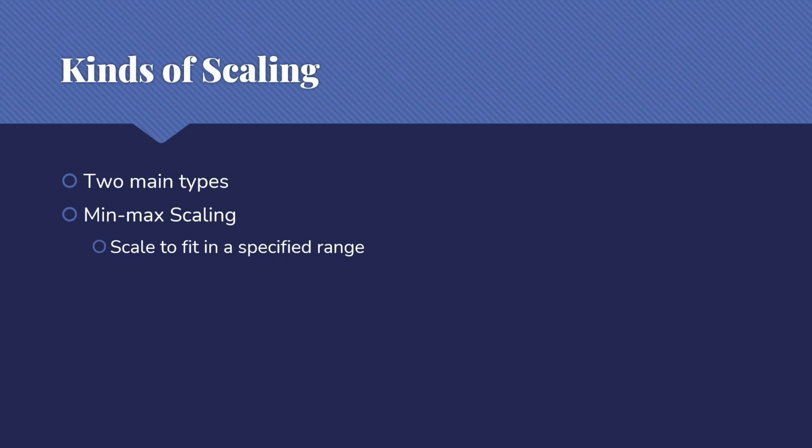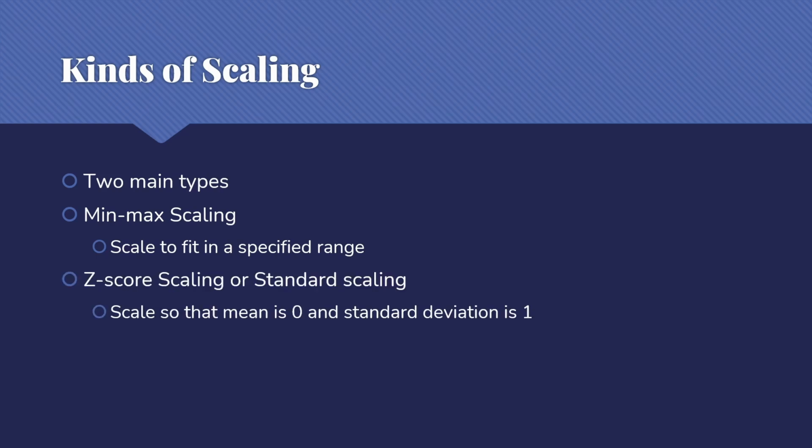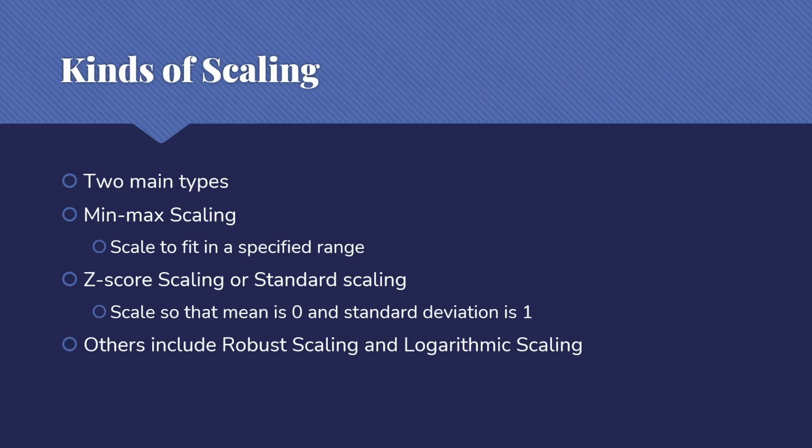There are two main types of scaling that we use, the two that we experimented with. Min-max scaling is to scale to fit in a specified range. So we just say, okay, I want my data to go from this low point to this high point, usually 0 and 1, and I'm going to make it all fit within that. Z-score scaling, or standard scaling, is scaling so that the mean is 0 and the standard deviation is 1, which is why we were seeing some values sort of outside of that -1 to 1 range. There are other approaches that are a little more complex. If you're interested, I recommend taking a look at robust scaling or logarithmic scaling.